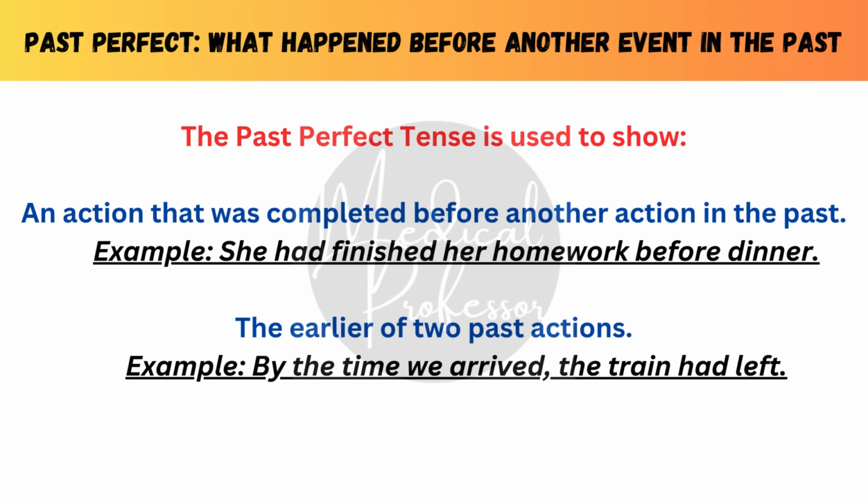Past perfect tense. The past perfect tense is used to show an action that was completed before another action in the past. For example, she had finished her homework before the dinner. It also describes the earlier of two past actions. For example, by the time we arrived, the train had left.